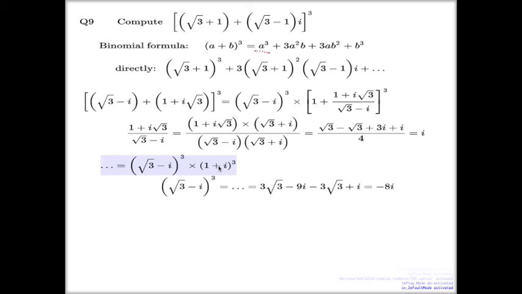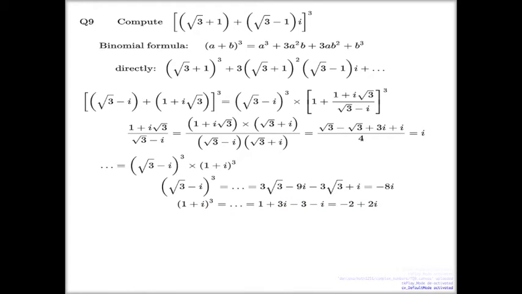The cube of root 3 is in here. 3a squared b is in here. That's right. b is negative i. 3ab squared is in here, and the b cube is i right here. All in all, after all simplifications, it will be negative 8i.